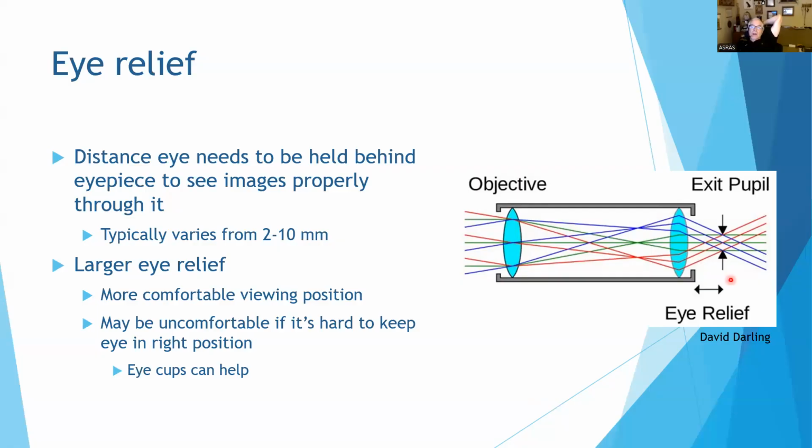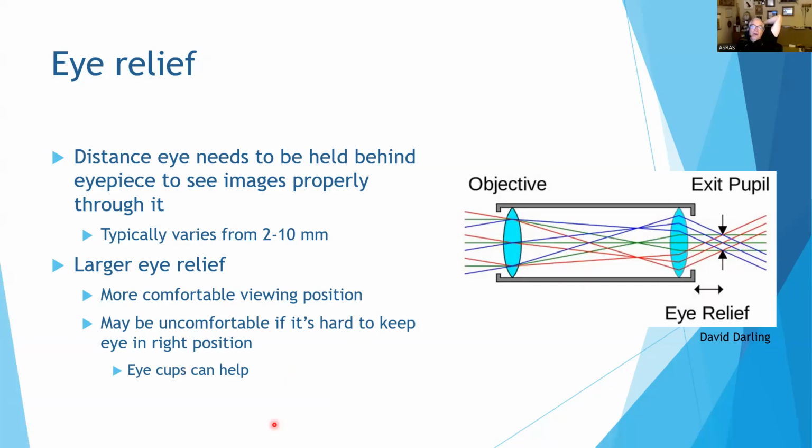Larger eye relief, a bigger distance, generally allows a more comfortable viewing position, but it may be uncomfortable if it's hard to keep the eye in the right position. So it's hard to keep your eye matched to this distance. Your head's bobbing, it's windy, you're moving, you're shaking if you've got a mild tremor. So it's harder to do this.